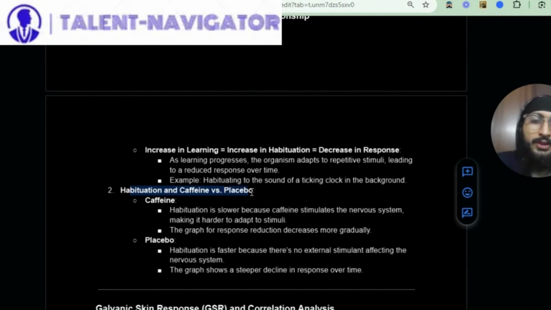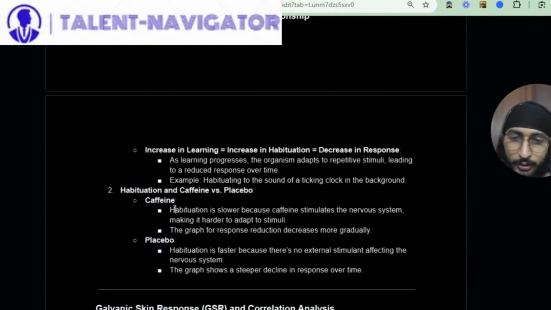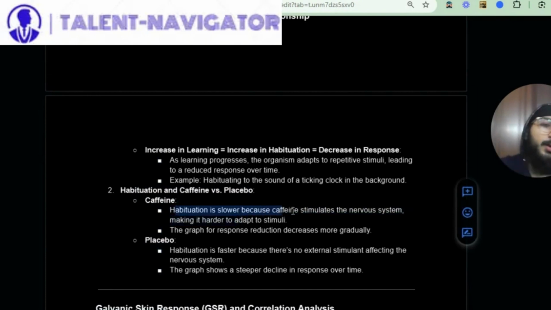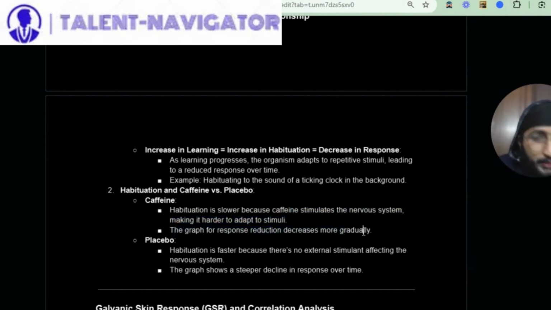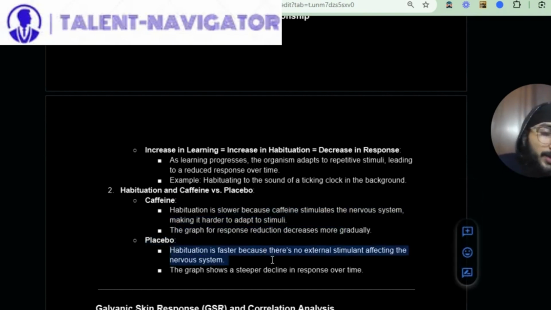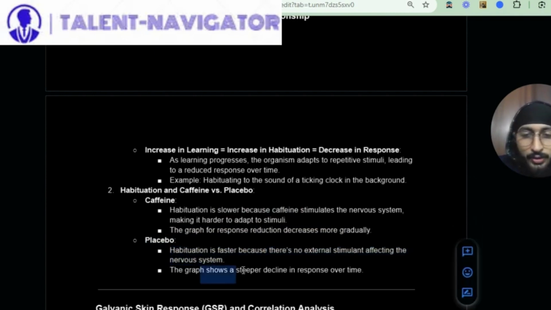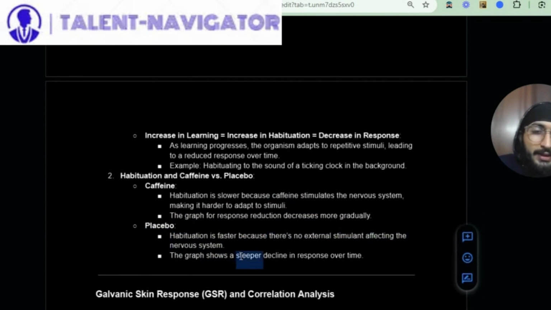Now, habituation in caffeine versus placebo. There was an experiment conducted. Habituation is lower in caffeine because caffeine stimulates the nervous system, making it harder to adapt to stimuli. The graph for response reduction decreases more gradually, so it is slower in the case of caffeine. In placebo, habituation is faster because there's no external stimulant affecting the nervous system. The graph for placebo habituation shows a steeper decline in response over time.